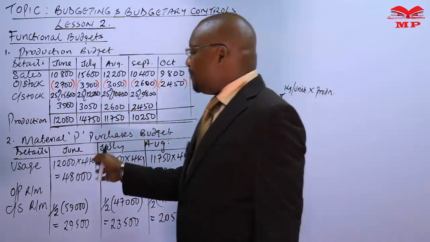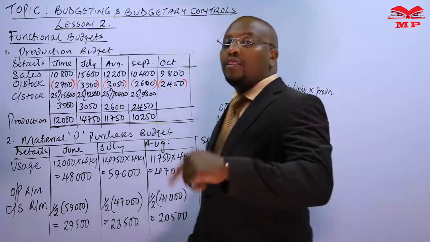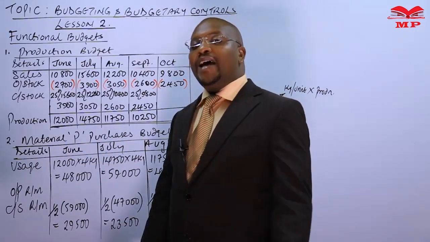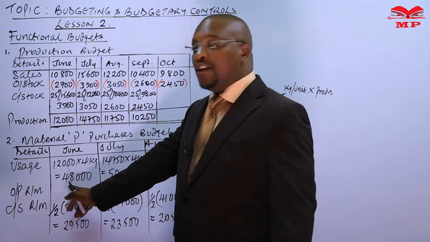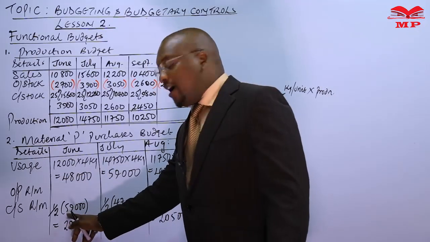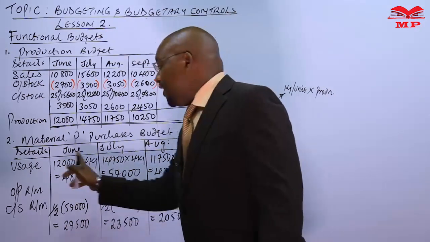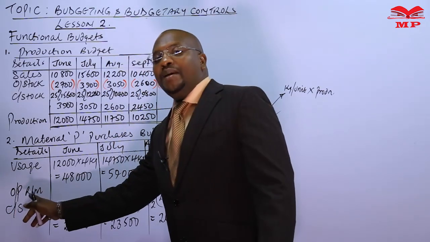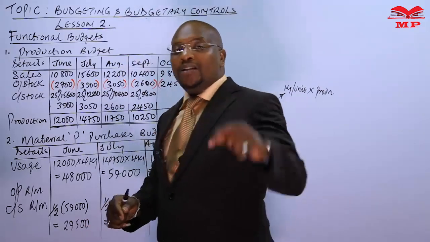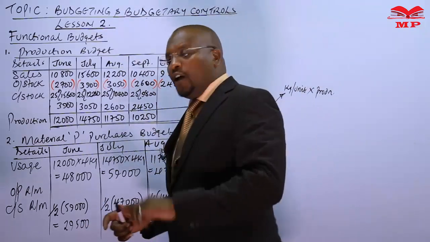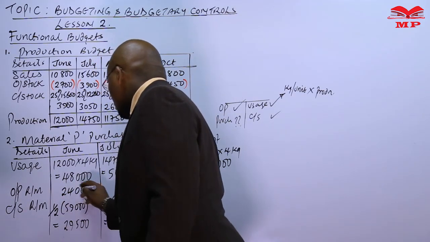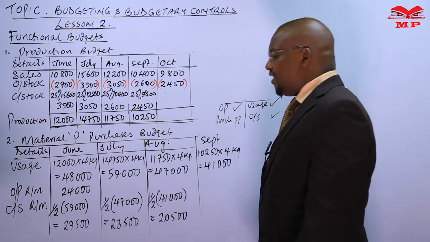That while we are in the month of May, the closing stock of that month must have been half of what is required in June. Just like the way in June, the closing stock is half of July. So in May, the closing stock must have been half of June, which is half of 48. And that closing becomes the opening. So therefore, half of this is 24. Half of 48 is 24.